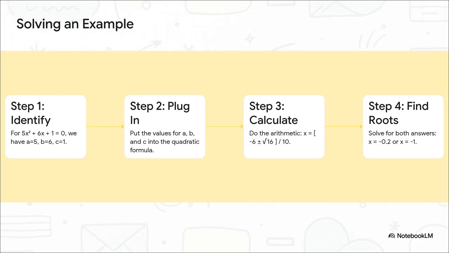Okay, let's actually do one. Let's take 5x squared plus 6x plus 1 equals 0. Step 1, easy. Identify your ingredients. A is 5, B is 6, C is 1. Step 2, you just plug those numbers into the recipe, into the formula. Step 3, now we just cook. We do the math. The discriminant here is 16, which is positive, so right away we know we're looking for two answers. And finally, step 4, we split it for the plus and the minus, and there they are. Our two roots, x equals negative 0.2 and x equals negative 1. See, it's just a process.